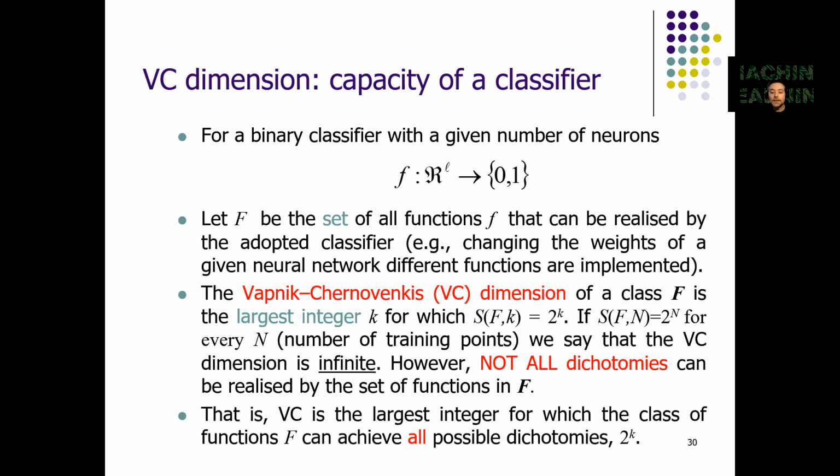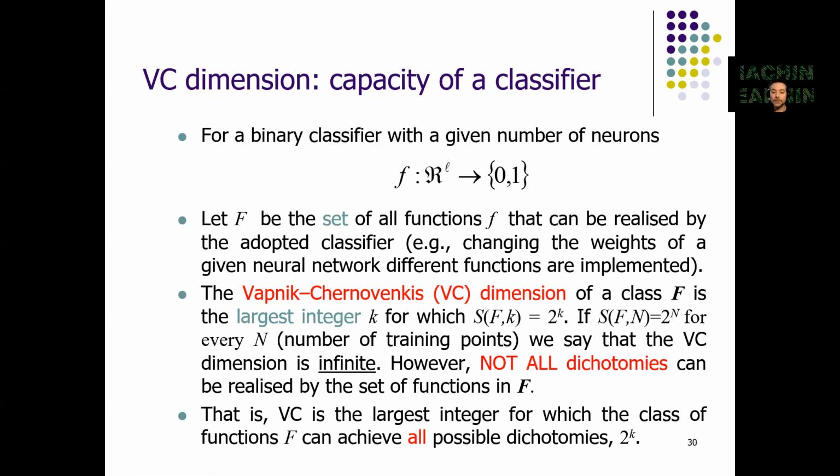So the VC dimension says that VC is the largest integer for which the class of functions F capital, which contains all the possible functions, all the possible dichotomies that can be realized, is specified by this number, 2 to the power of k. In practice, not all dichotomies can be realized by the set of functions because there are values which cannot be reached. It depends on how you train your model. So not everything can be realized.